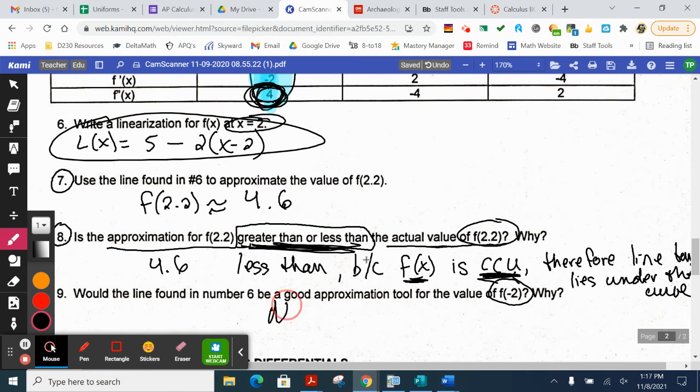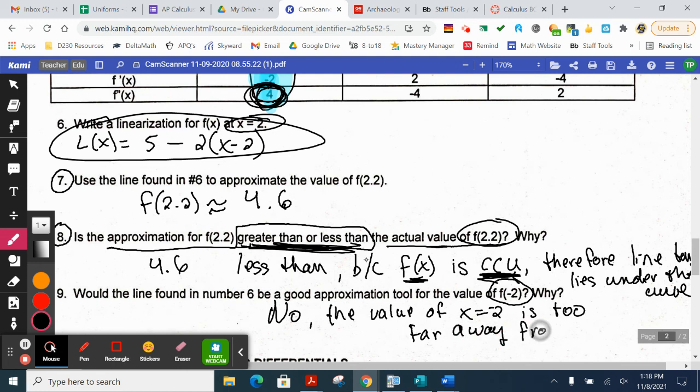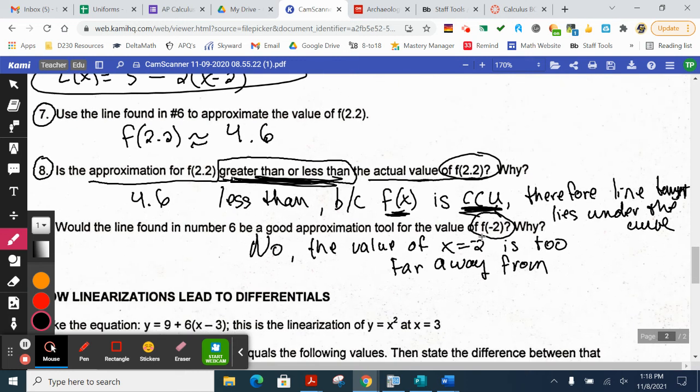No. And pretty much what Joe said a little bit ago. As soon as you get too far away, and that's a relative term, so there is not necessarily exactly what's too far away. But certainly if we're going from a positive 2 all the way to a negative 2, that probably is too far away. All right, so we would say no. The value of x equals 2, negative 2 is something along the lines, I'm going to say too far away from the point of tangency.